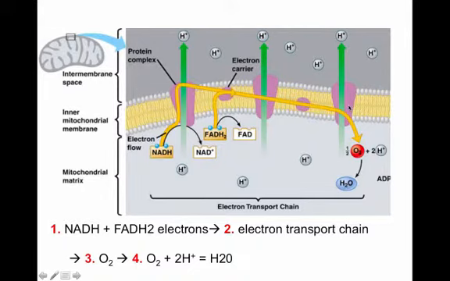What is the driving force? Well, as you can see, the arrow is pointing to oxygen. And that, my friends, is the main reason you breathe oxygen. That is the only reason.